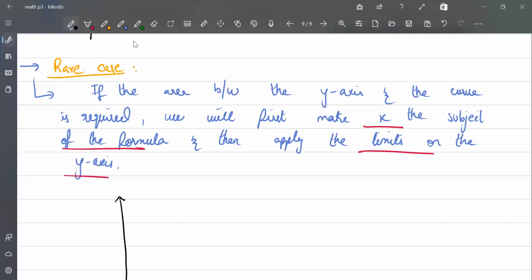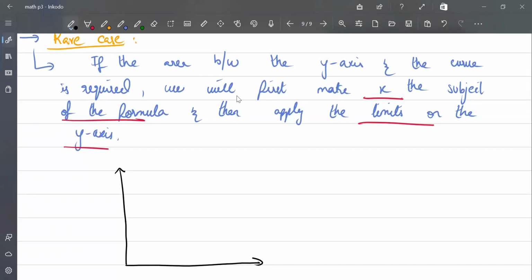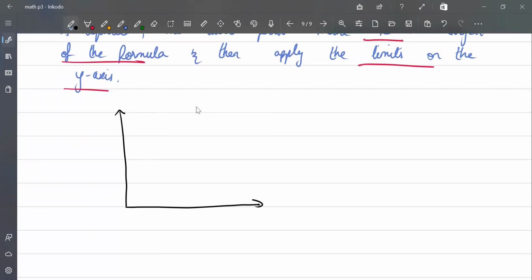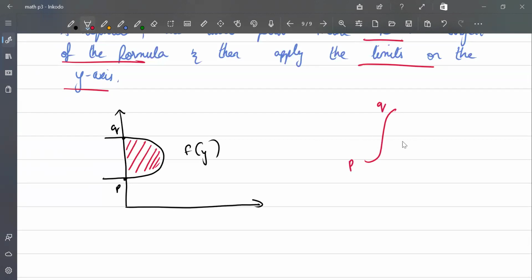So as we studied, if the area between the y-axis and the curve is required, we will first make x the subject of the formula and then apply limits on the y-axis. Let's say we have this f(y), and this is, let's say, p, and this is, let's say, q, and we are required to find this area. What we will do is make y the subject of the formula and then apply limits as follows: integral from p to q of f(y). This is how we are going to do it.